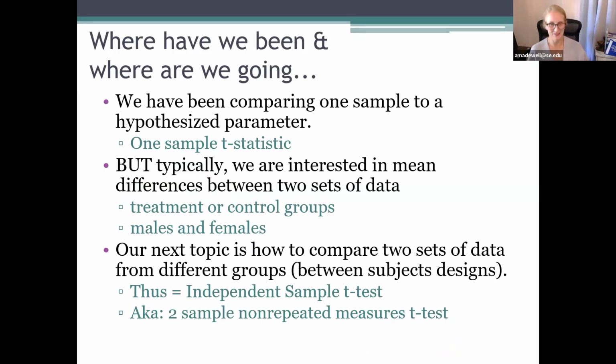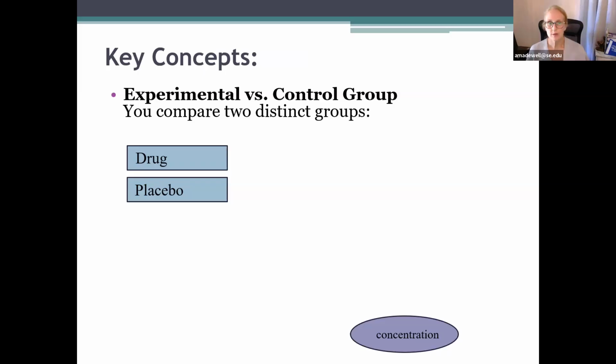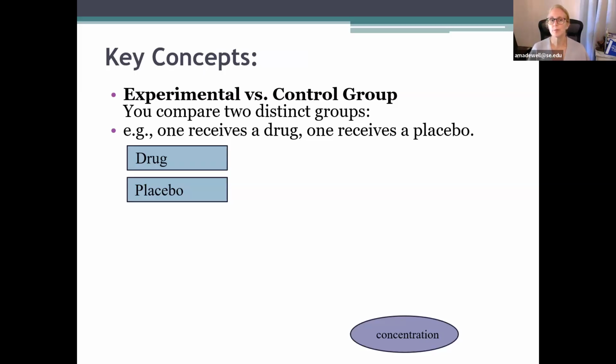Okay, let's talk about key concepts for this chapter. We're going to talk about experimental versus control quite a bit. When we talk about an experimental group versus our control group, the control group is sometimes also called the placebo group. A placebo means that we don't give them anything.